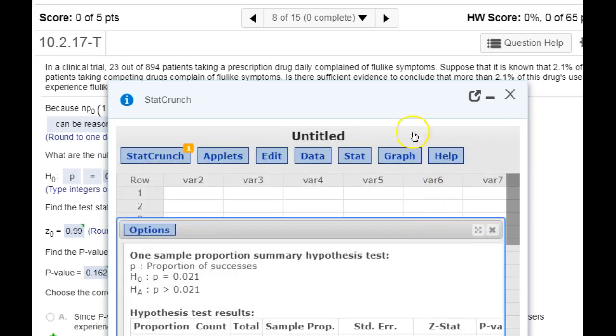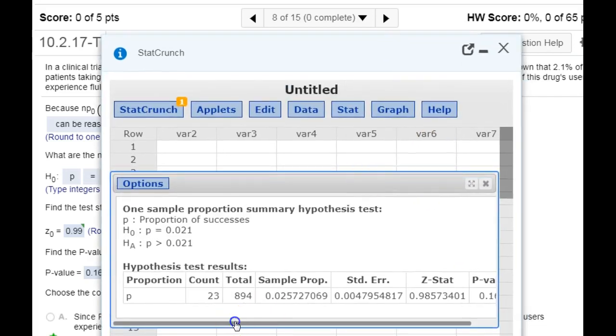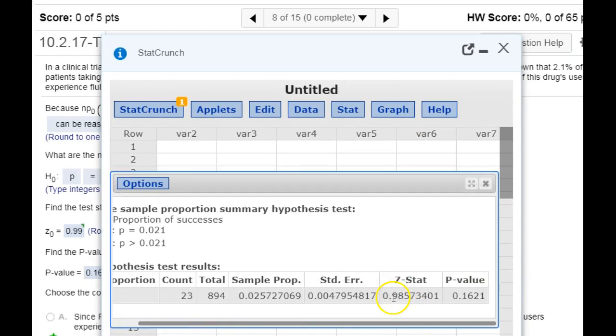So when you hit compute, StatCrunch does all the calculations for you. This is our test statistic here, which would be 0.99 when rounded to 2 decimals. And the p-value for that test statistic would be 0.1621.